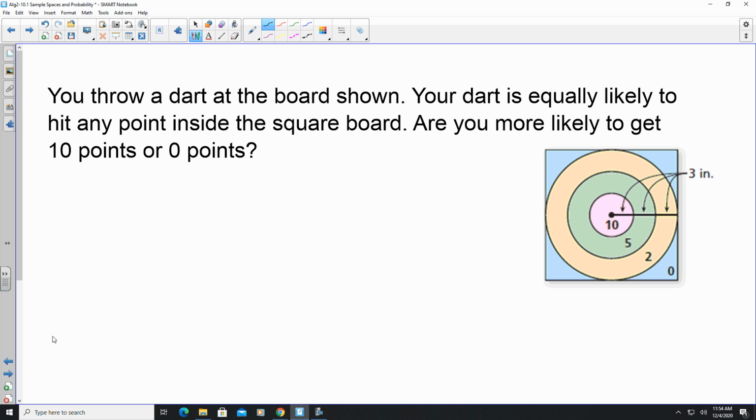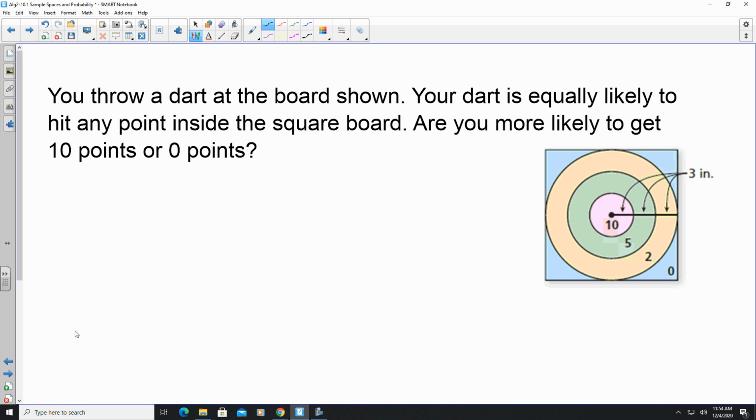All right, so here it says you throw a dart at the board shown. So we've got the diagram here. Your dart is equally likely to hit any point inside the square board. Are you more likely to get 10 points, which is the bullseye spot, or 0 points, which is on the outside?